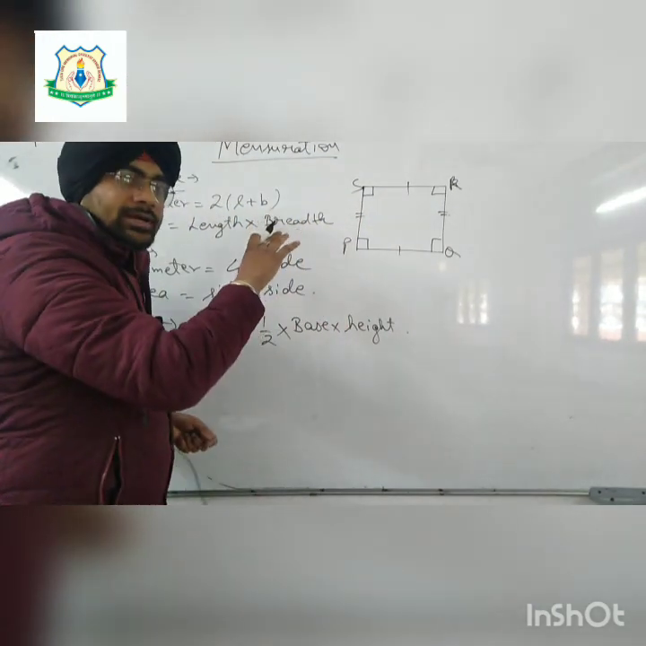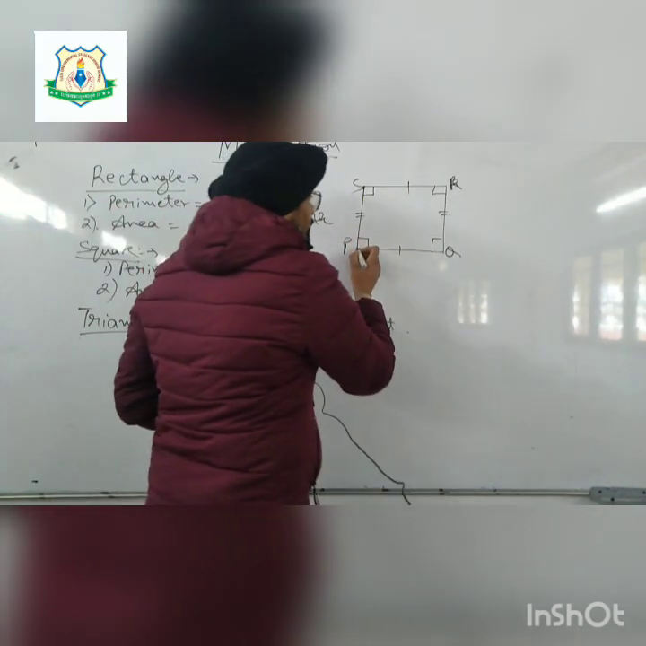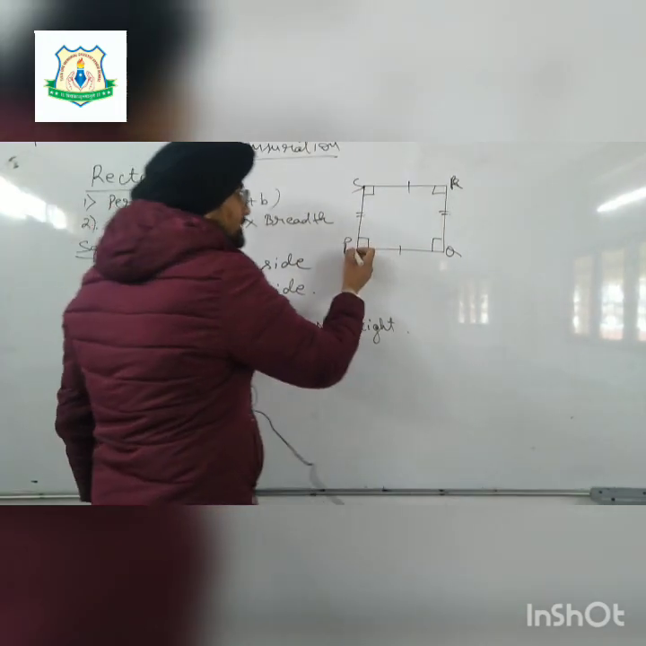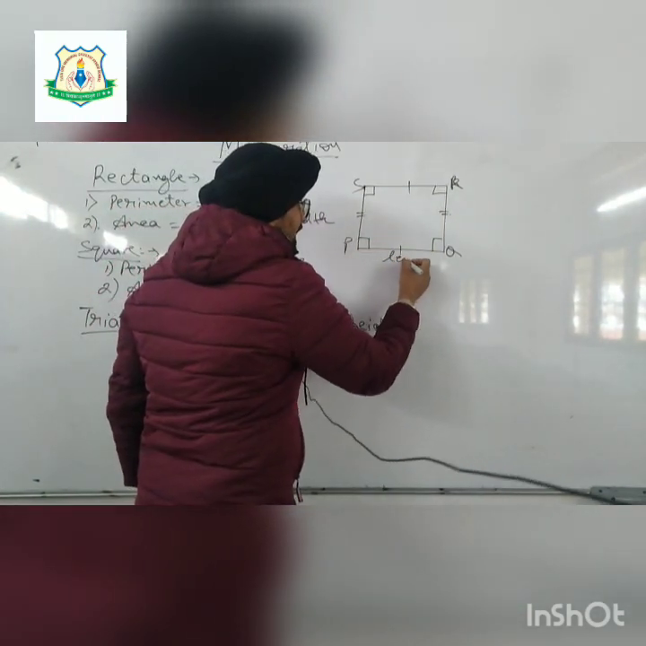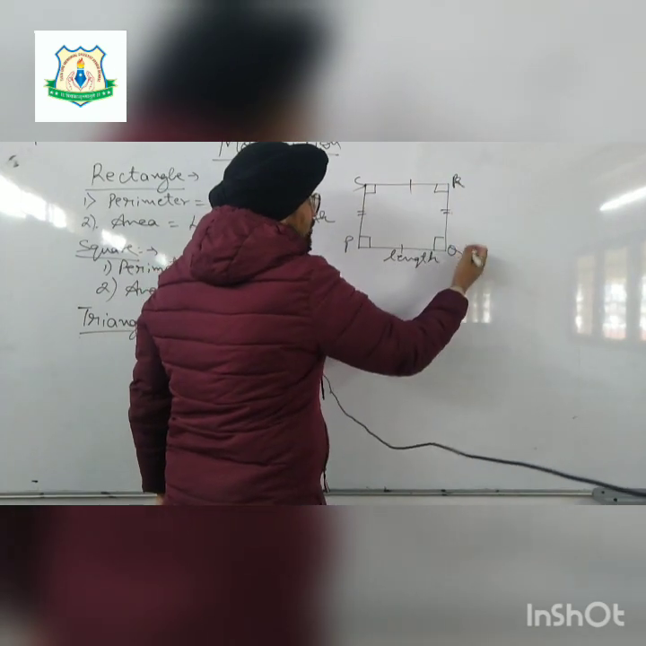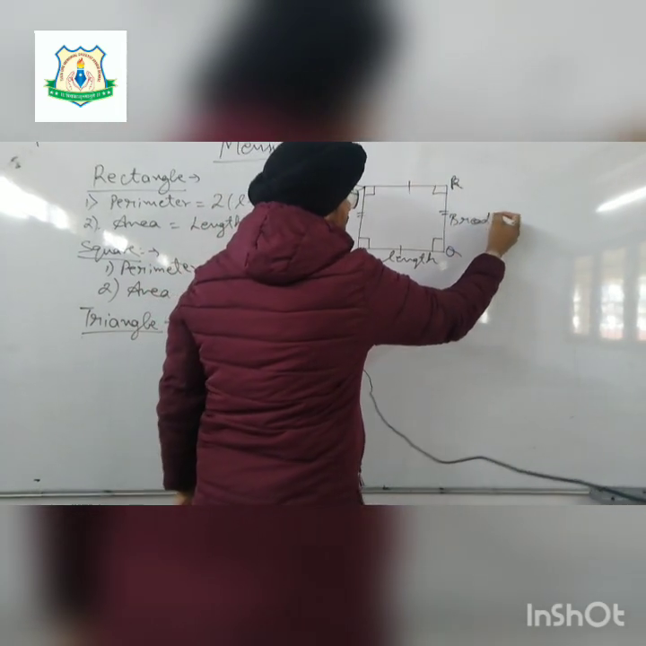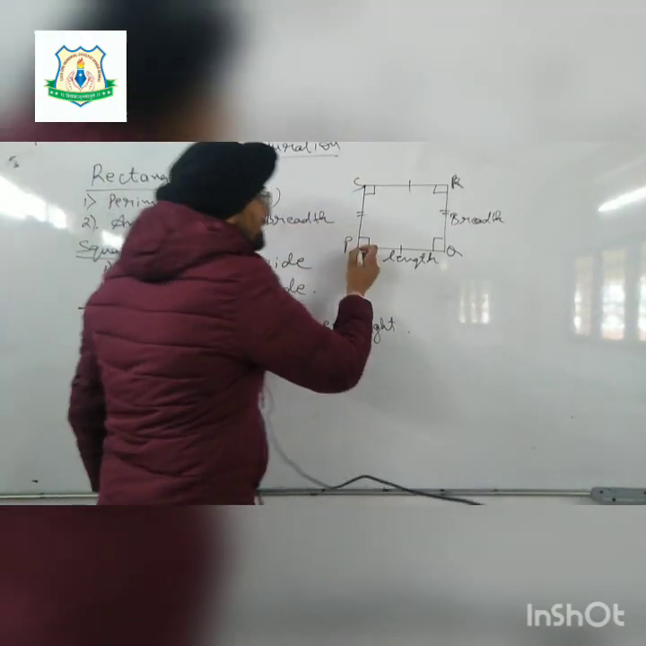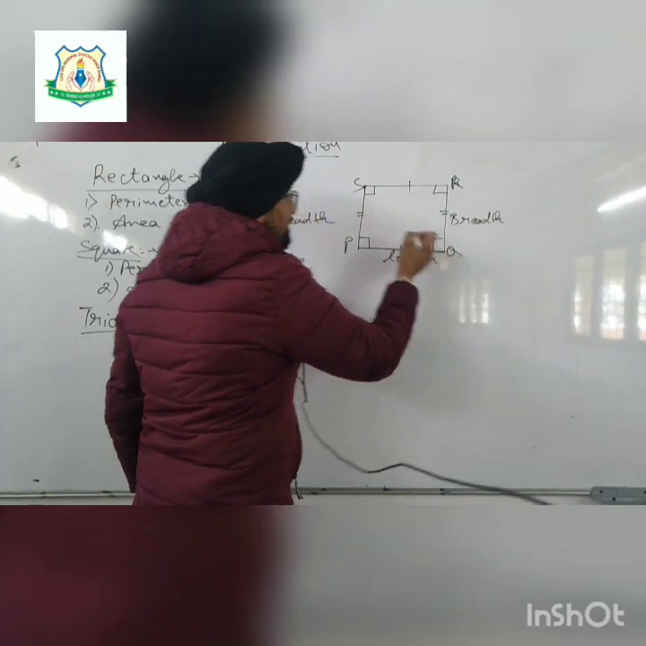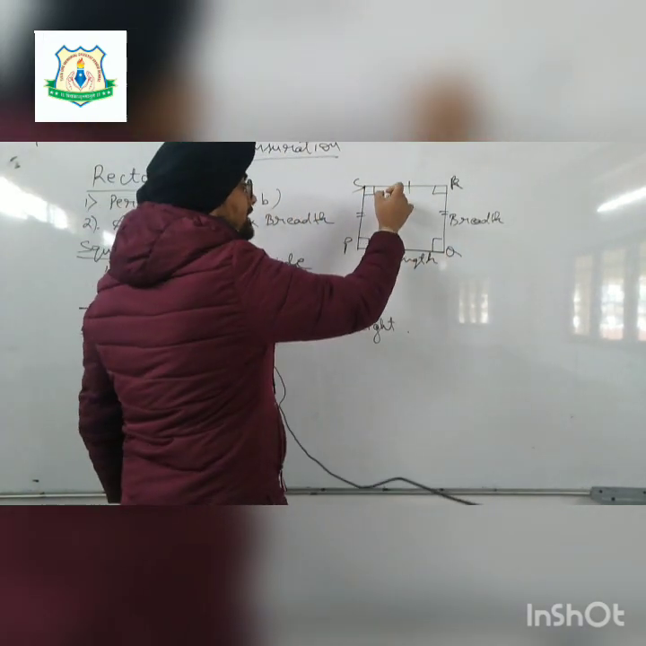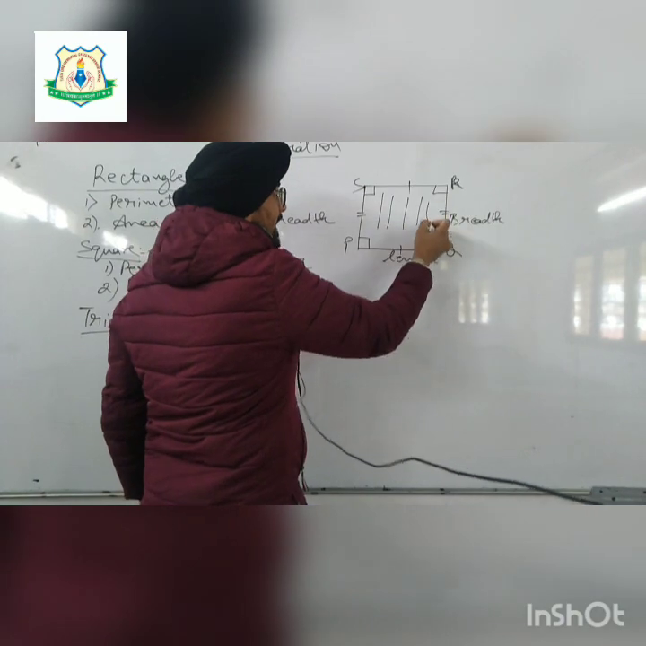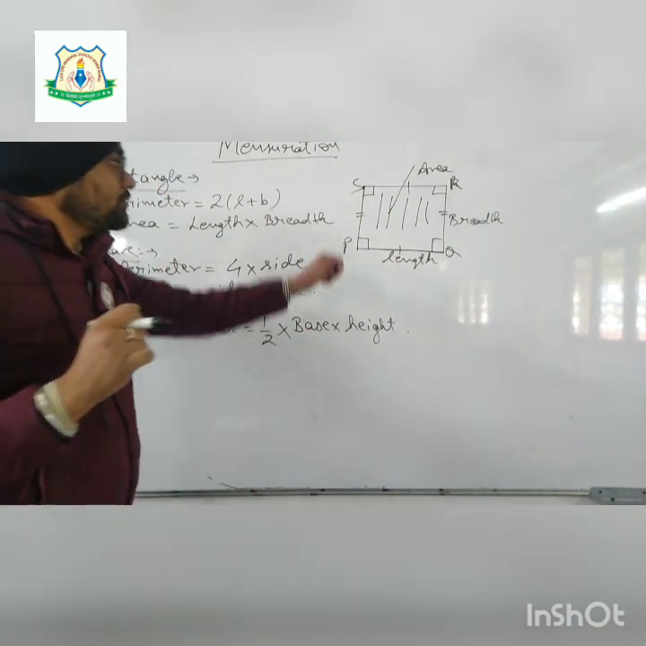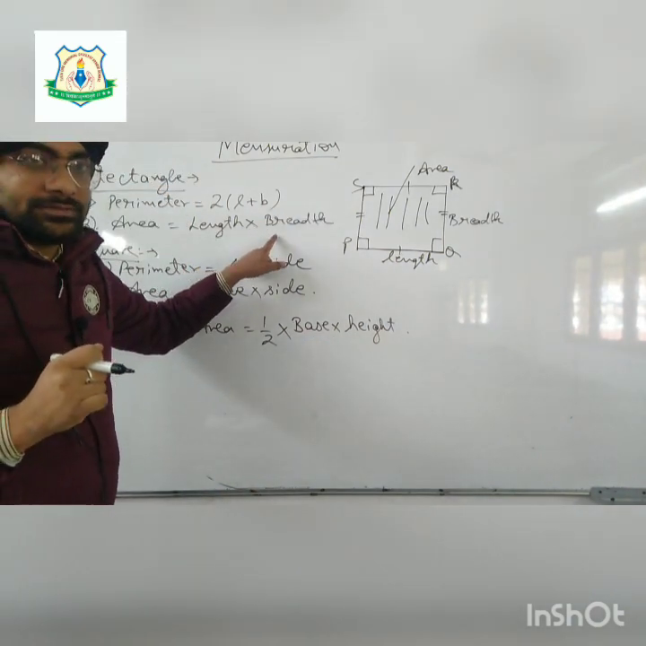So, if you want to calculate the perimeter of a rectangle, what will you do? You will add all the sides. Perimeter means the sum of all the sides. This side PQ represents the length and QR represents the breadth of this rectangle. So the formula is 2 into (length plus breadth). Perimeter means the sum of all the sides, or you can say the sum of all the boundaries. And the interior region covered by this rectangle is known as area. So the formula for the area is length into breadth.